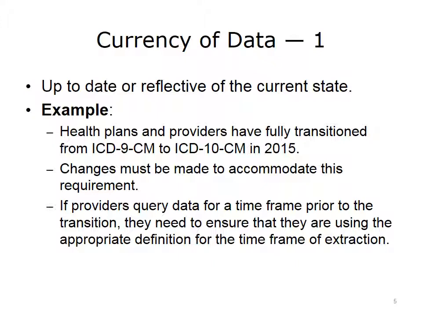For example, a blood glucose drawn in the past is current only for the date and time the sample was taken. It should not be assumed that the value is current for any other point in time. Here's an example of data currency. The International Classification of Disease, Clinical Modification, version 9, ICD-9-CM, was the official system of assigning codes to diagnoses and procedures associated with hospital utilization in the United States.